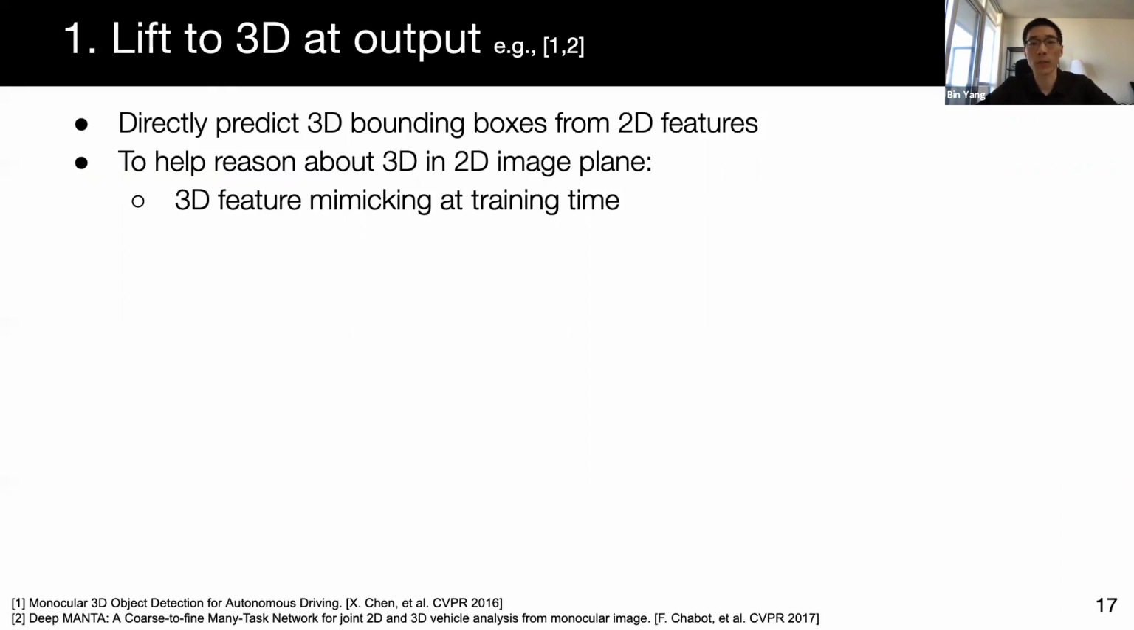From the perspective of feature learning, one can add 3D LiDAR data as input during training and regularize the 2D image features to be close to the 3D LiDAR features in the feature space. At test time, we do not use the 3D LiDAR data as input.